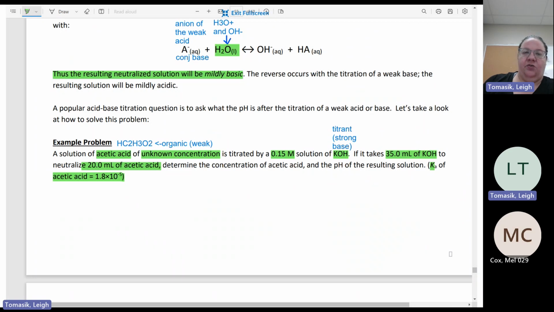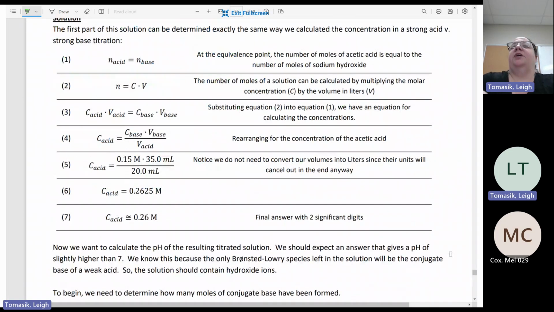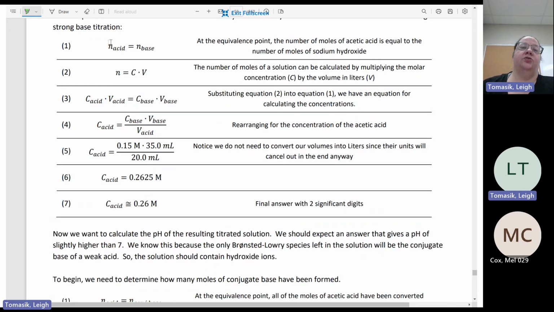It is, I believe, solved on the next page in steps. The solution says the first part of the solution can be determined exactly the same way as we calculated the concentration in the strong acid versus the strong base titration. When they're neutralized, the moles of acid and the moles of base will be the same, so we can use the C acid times V acid equals C base times V base equation. Here, it has been rearranged so that we can solve for the concentration of the acid.